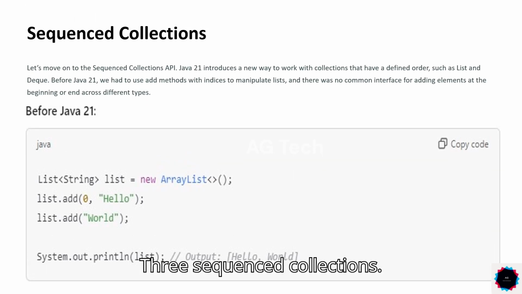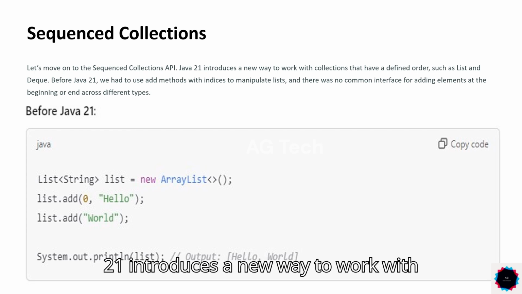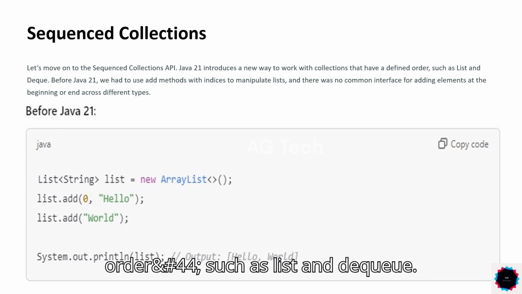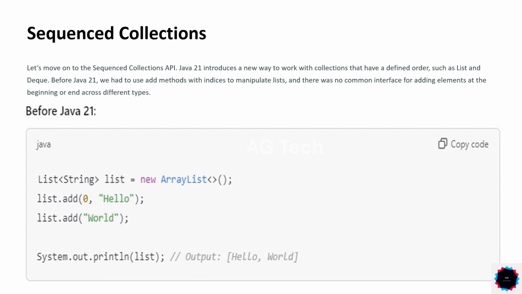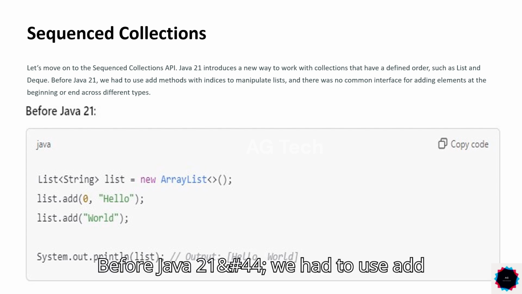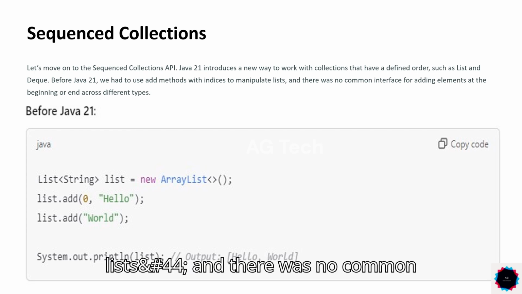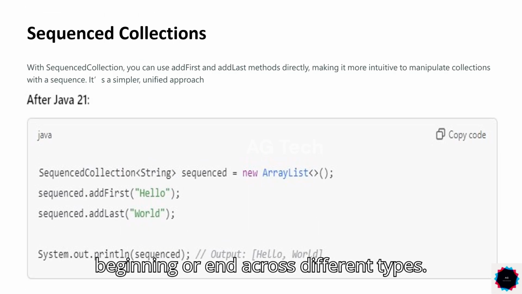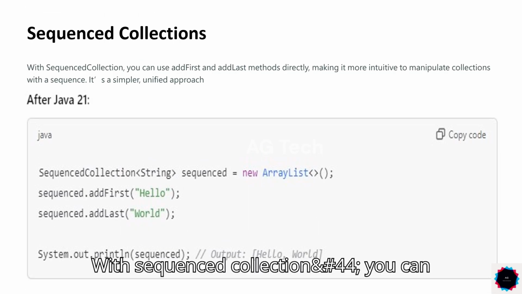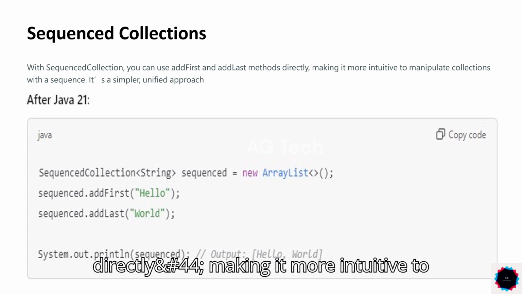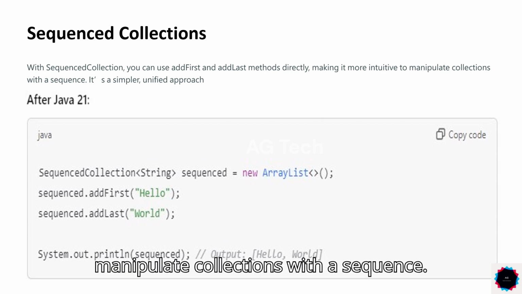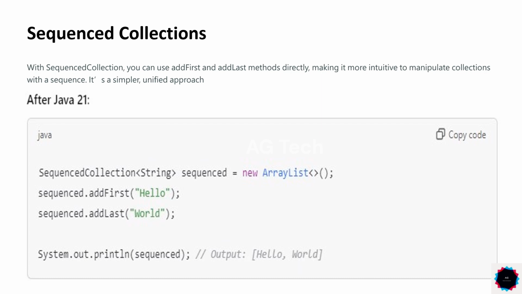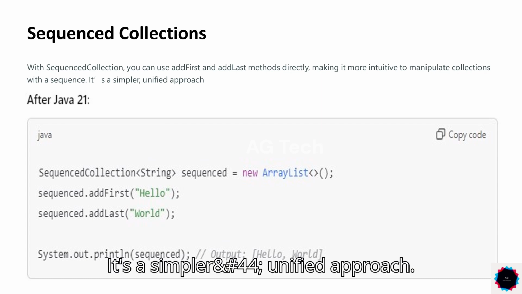3. Sequenced collections. Let's move on to the Sequenced Collections API. Java 21 introduces a new way to work with collections that have a defined order, such as List and Deque. Before Java 21, we had to use add methods with indices to manipulate lists, and there was no common interface for adding elements at the beginning or end across different types. With sequenced collections, you can use addFirst and addLast methods directly, making it more intuitive to manipulate collections with a sequence. It's a simpler, unified approach.